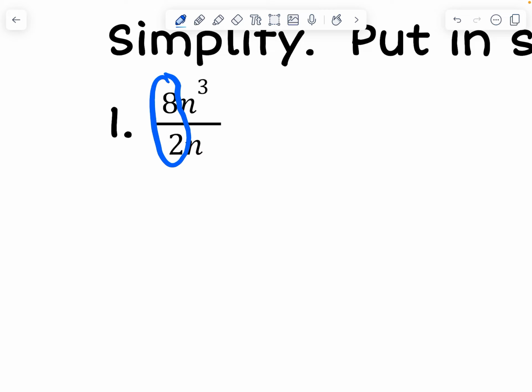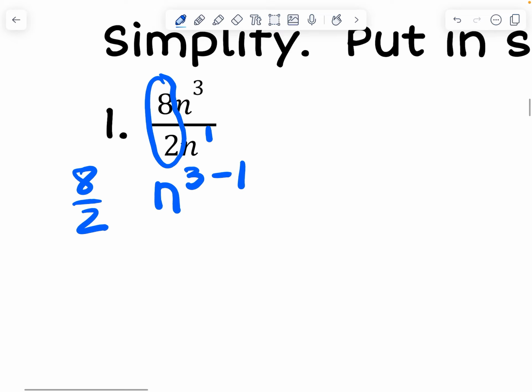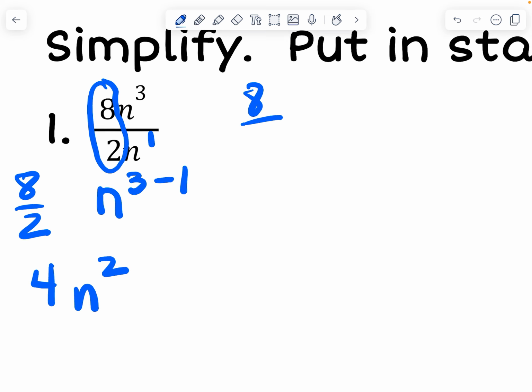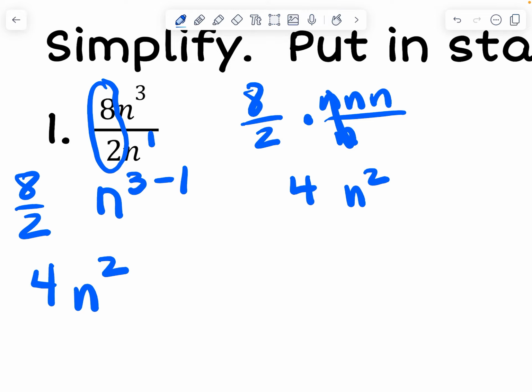So 8, we can even separate it if you want. Okay? And then we have this. If we separate it, this is going to get me 4n squared. Now, if you want me to write it out, that's fine. I can do that too. 1, 2, 3, 1. So this gets me 4. That cancels out, and I get 4n squared.